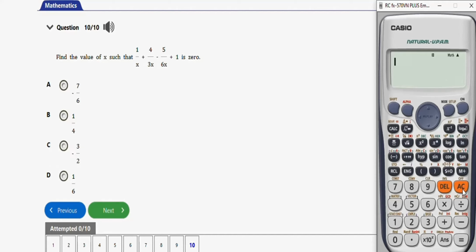So guys, basically you can do problems involving linear equations in one variable for WASSCE Maths fast using this calculator that is allowed for WASSCE Maths. So learn something interesting from this video.